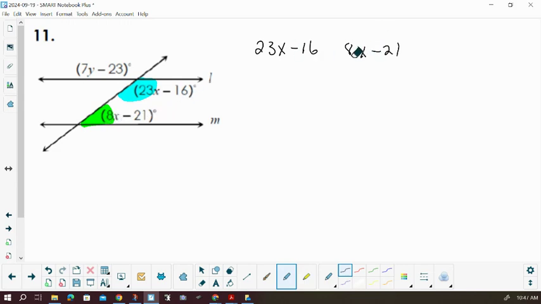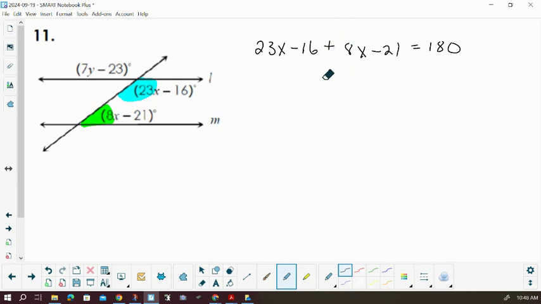Okay? So instead what I'm going to do is I'm going to think about the fact that these angles are not alternate, they are consecutive interior angles. Consecutive interior angles are supplementary. So I'm going to add them together to equal 180.